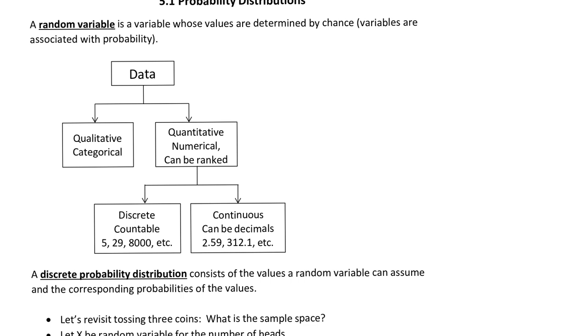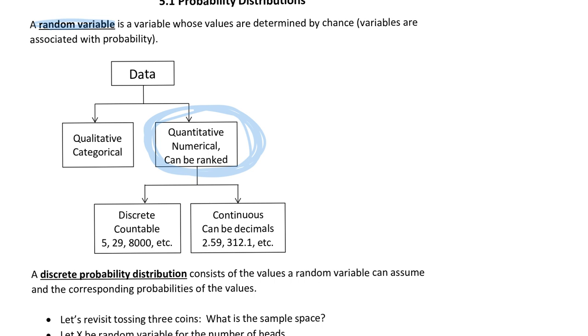A random variable is just a variable whose values are determined by chance. Variables are associated with probability. For data, this is a great little flow chart. We can have qualitative, categorical data. We can have quantitative, numerical data, which can be ranked. In this class, we mainly focus on quantitative. We don't really do a lot with the qualitative data, but quantitative we can do all these special things with because it is numerical.